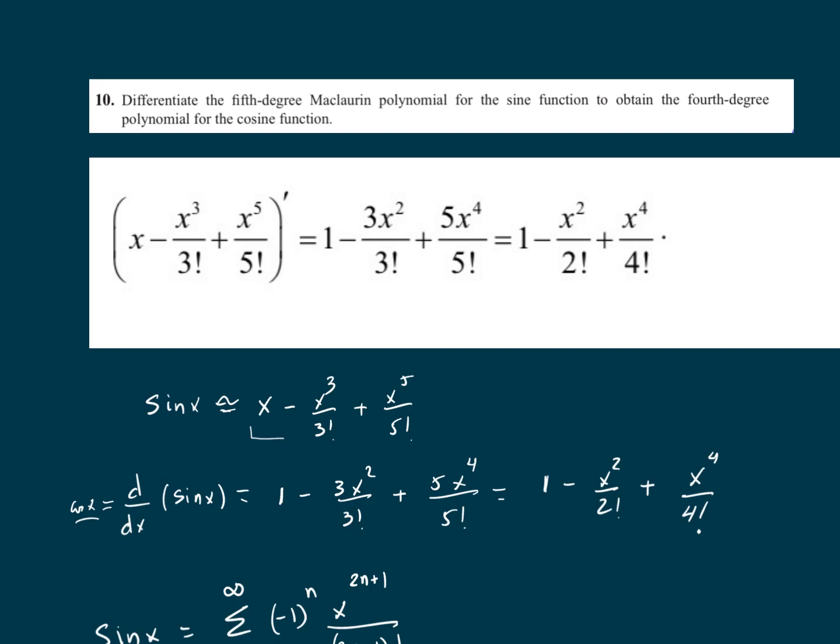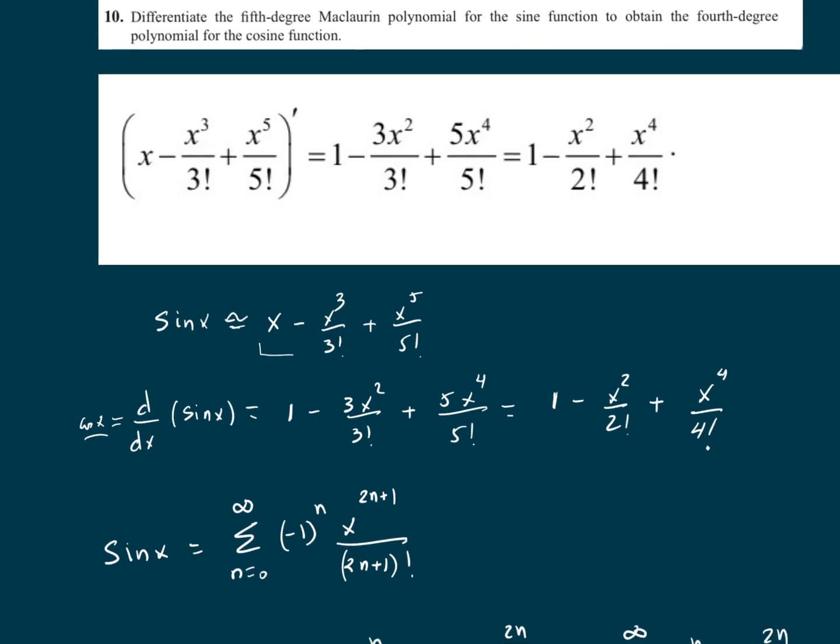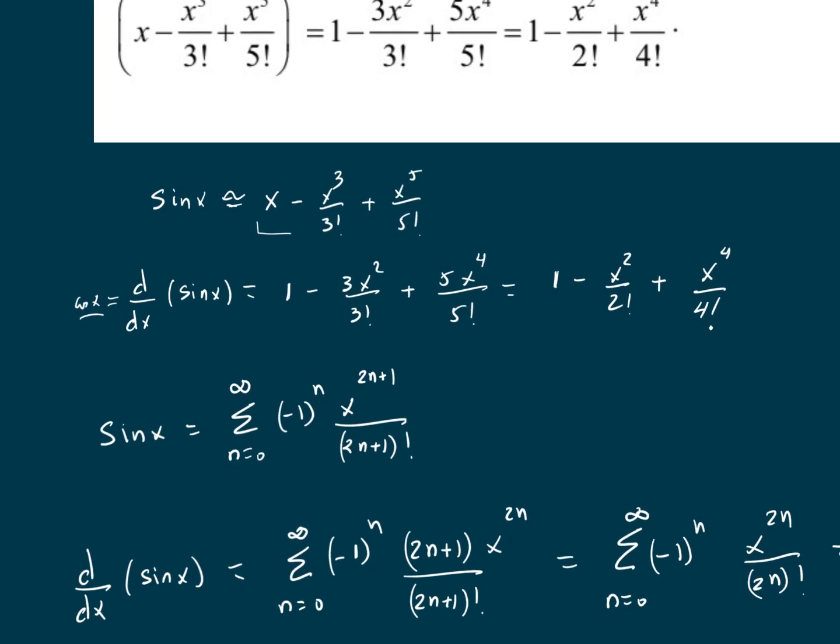So remember also that you can write sine of x in a very compact way. Sine of x will be the summation from n equals 0 to infinity, with the odd powers, it will be 2n plus 1. So it's an alternating series, minus, plus, minus, plus. It's minus 1 to the n, x to the 2n plus 1, that is 1, 3, 5, 7, divided by 2n plus 1 factorial.